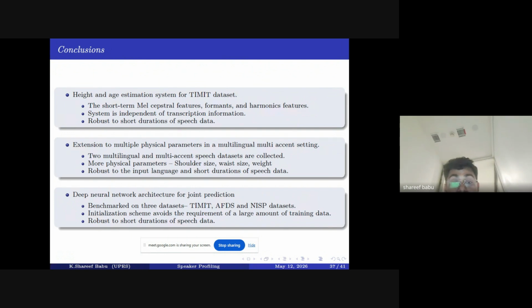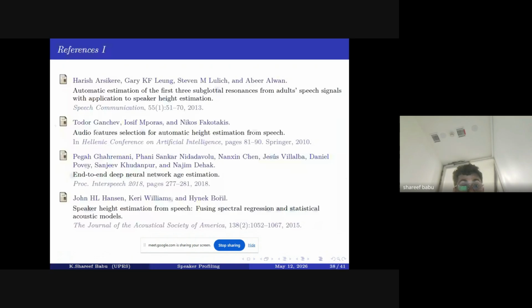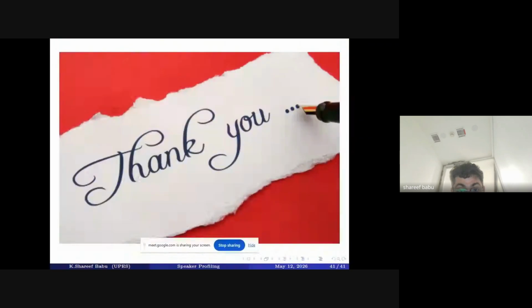We also observed that the same model is robust to language along with the short duration of the speech data. We benchmarked these 3 datasets along with the 2 collected datasets with deep neural architectures, and the system is robust to short durations of speech data. These are a couple of references which I have encountered during this research. So thank you.